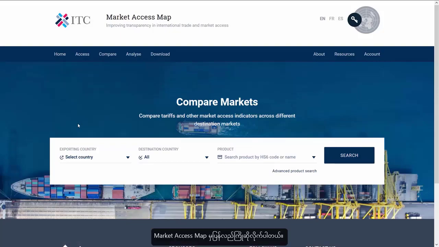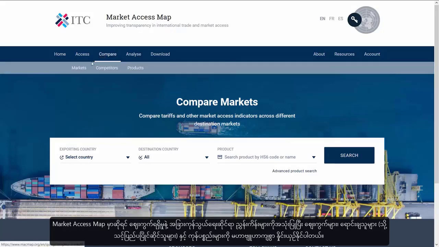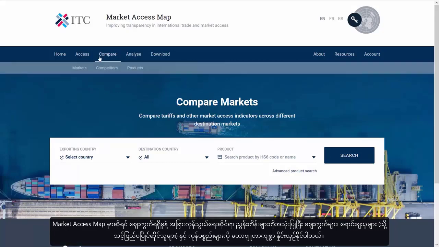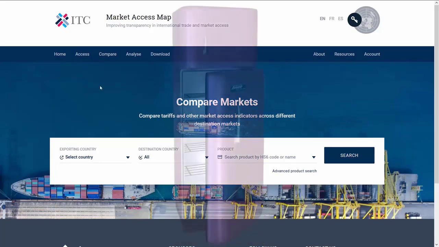Welcome back to Market Access Map, a free market analysis tool of the International Trade Center. In Market Access Map, you can compare markets, suppliers, or your international competitors, and products in a strategic way using market access and other trade-related indicators. Let's start with compare markets.